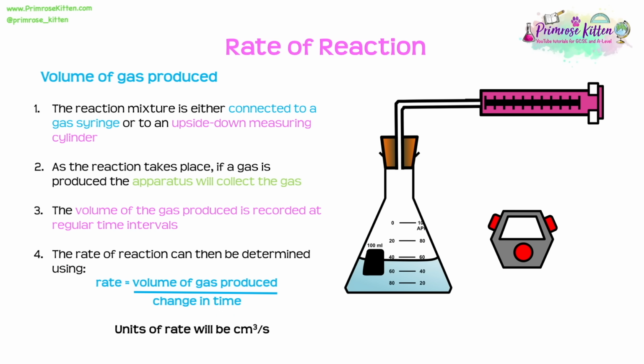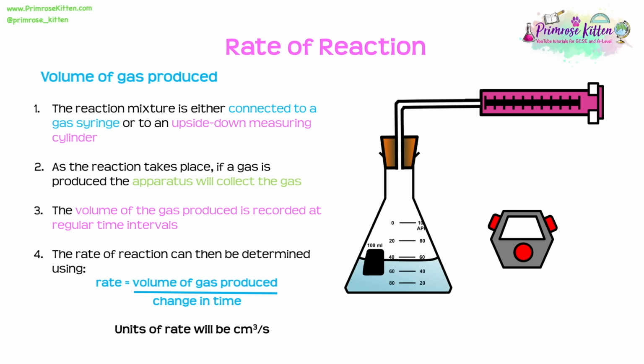Now let's have a look at the method that looks at the volume of gas produced. In this case, our reaction mixture is connected either to a gas syringe or to an upside down measuring cylinder. As the reaction takes place, if a gas gets produced, the apparatus of our measuring cylinder or our gas syringe is going to collect the gas.